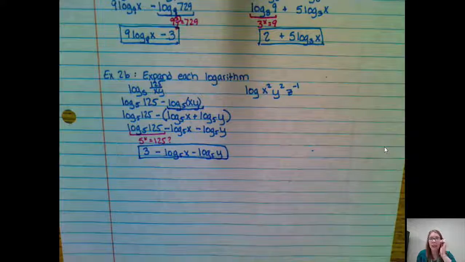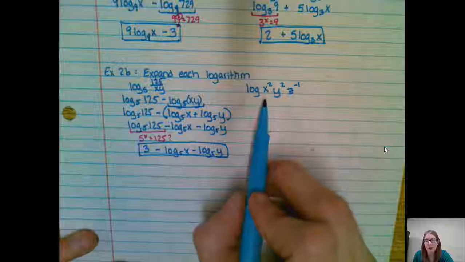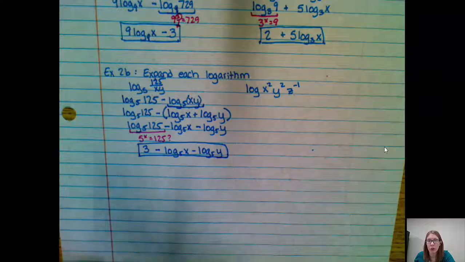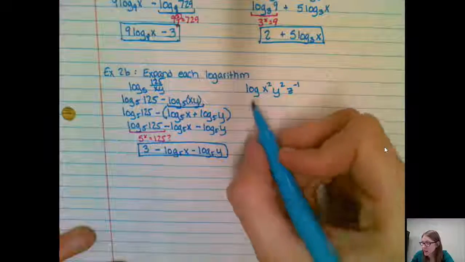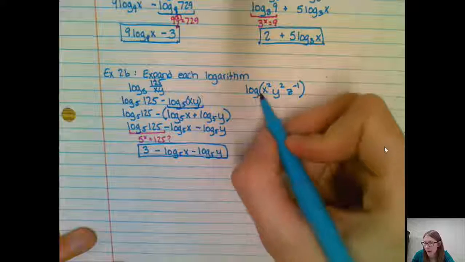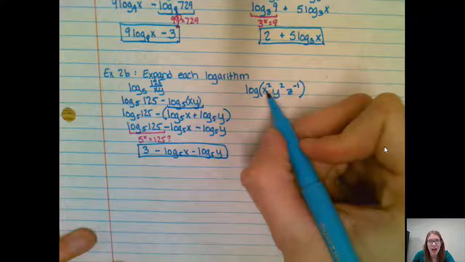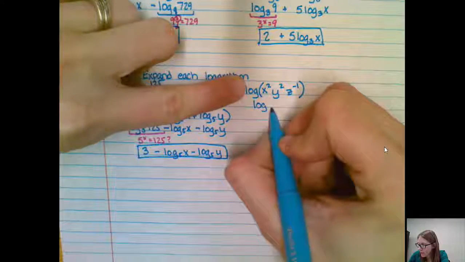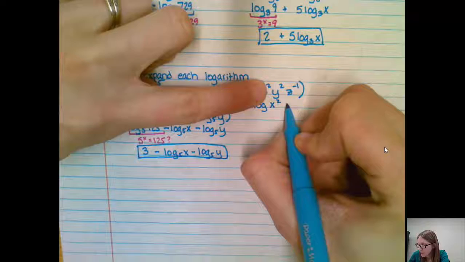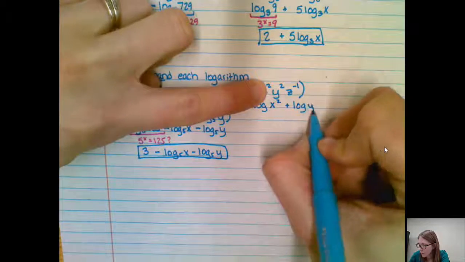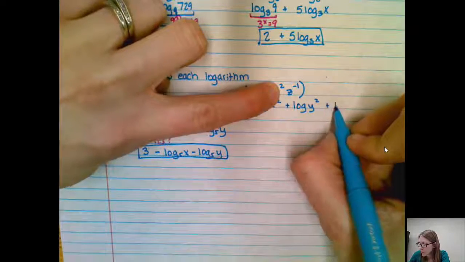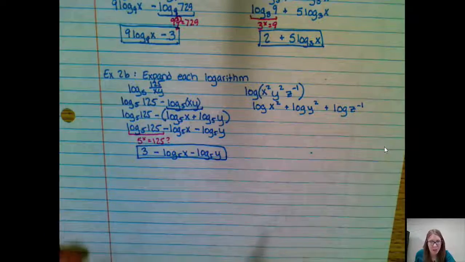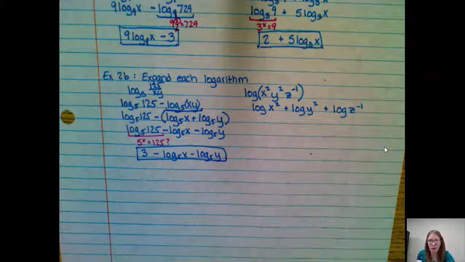Second piece of expanding our logarithms in example 2b, I have the log of x squared, y squared, z to the negative first. In this case, I have three pieces that are multiplied together, which means I can break this up by adding the individual pieces. So it's the log of x squared plus the log of y squared plus the log of z to the negative first.